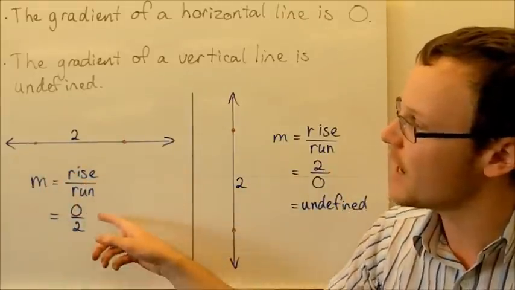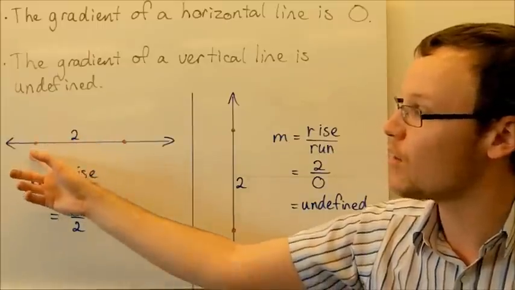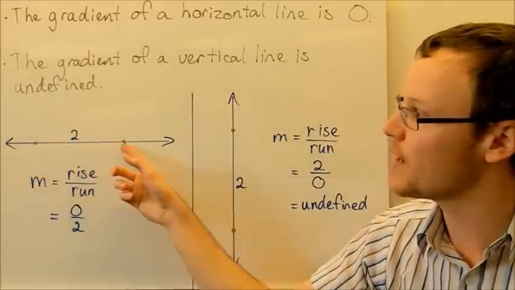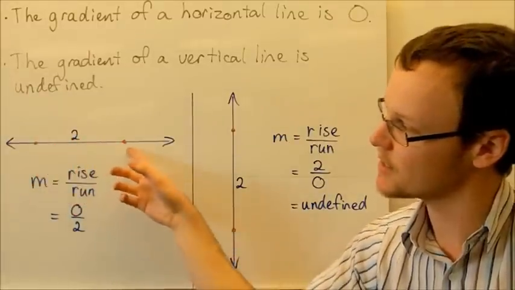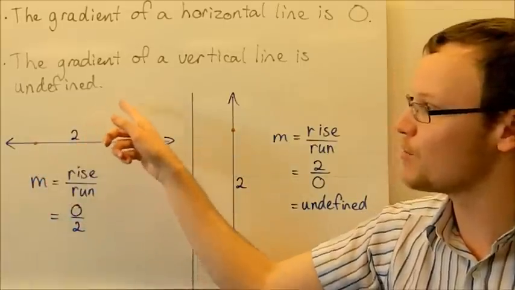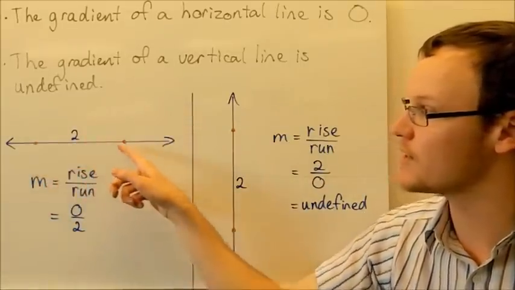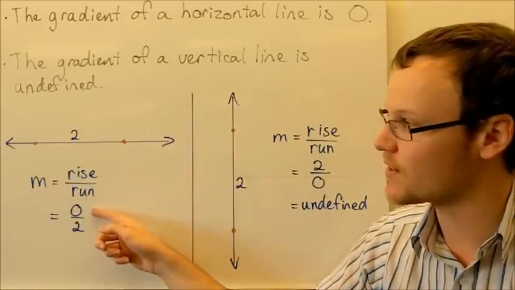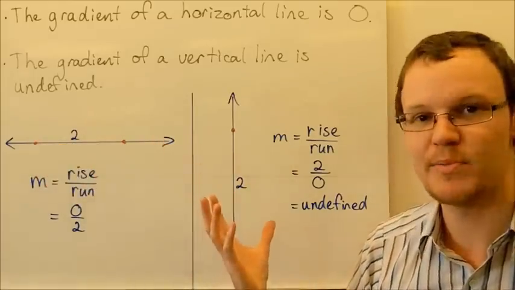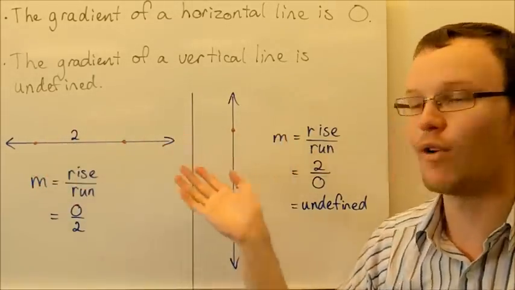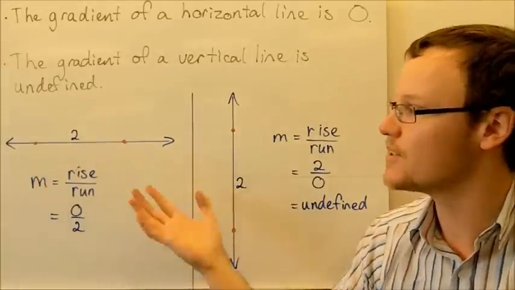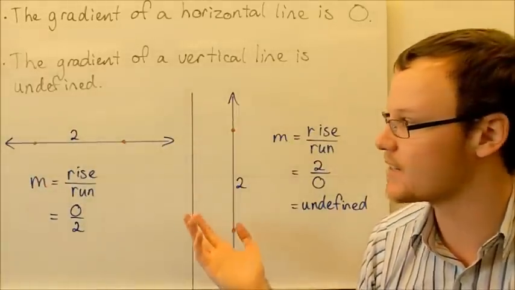So if we've got 2 points on a horizontal line that are separated by 2 units on the x-axis, there is no rise up or down between our 2 points. So the rise is going to be 0. And that rise would be 0 whether there were 3 or 4 or 5 or 6 units. There wouldn't be any rise, so there wouldn't be any gradient.